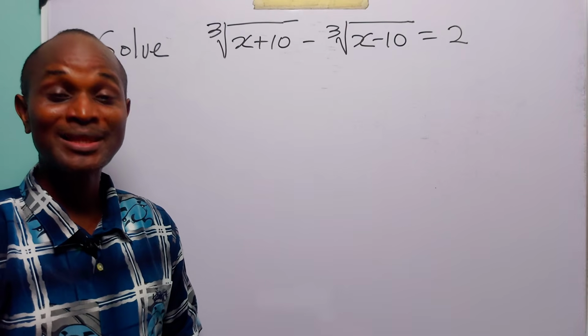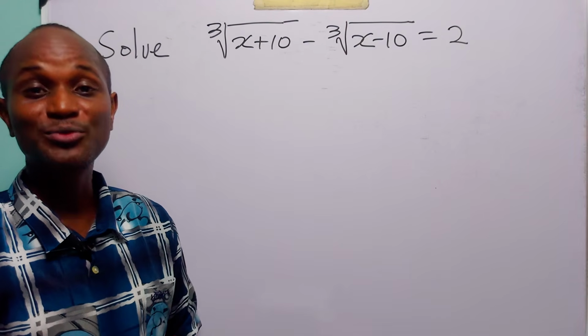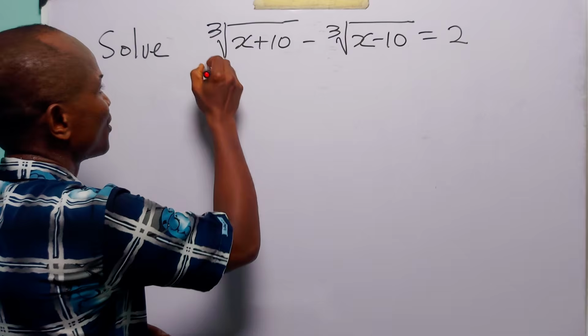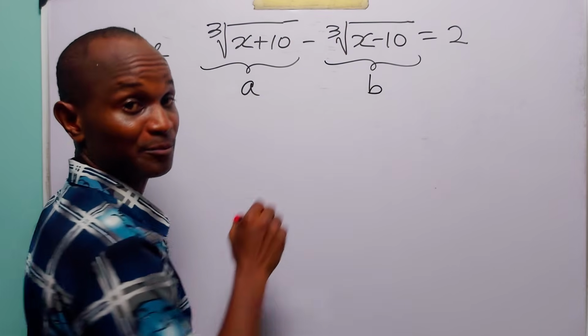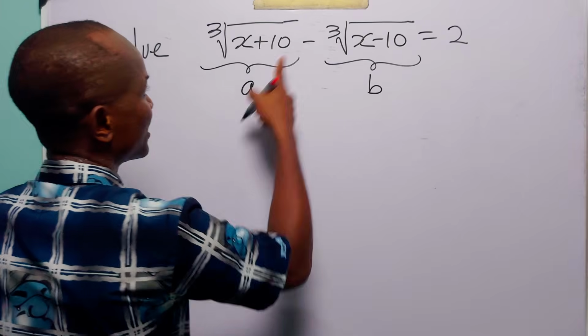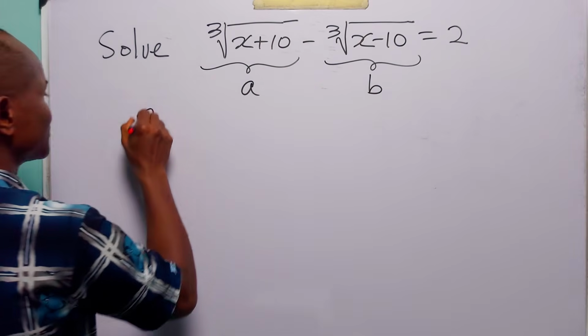Hello and welcome. There's a very easy way to solve this cube root equation. Now let us call this first cube root A and the second cube root B. Now we have that A minus B is equal to 2.